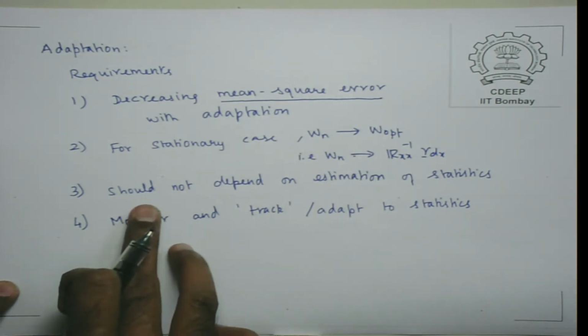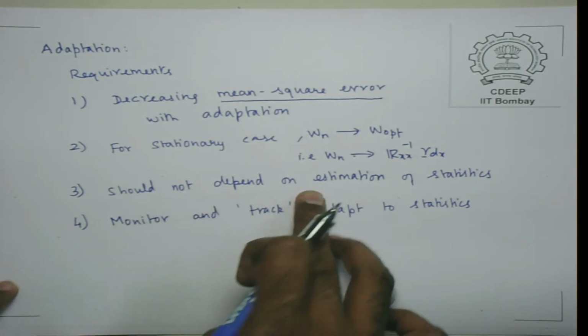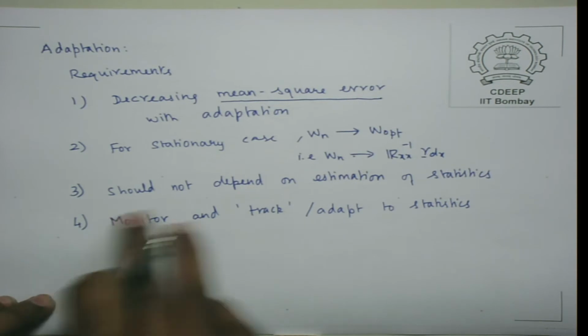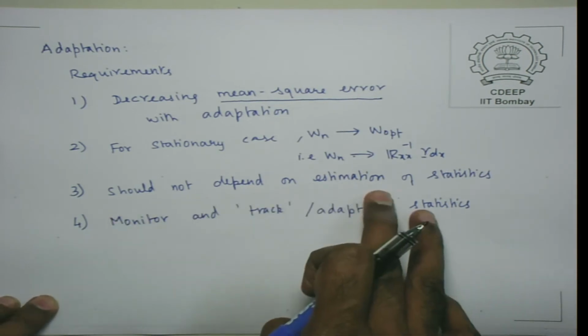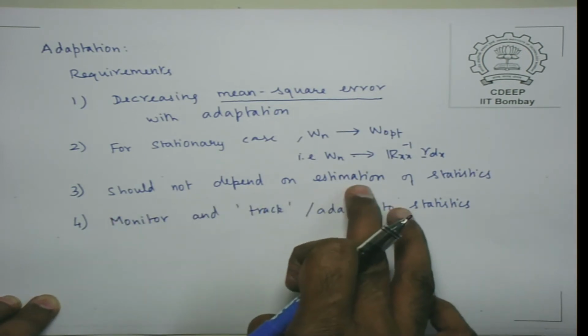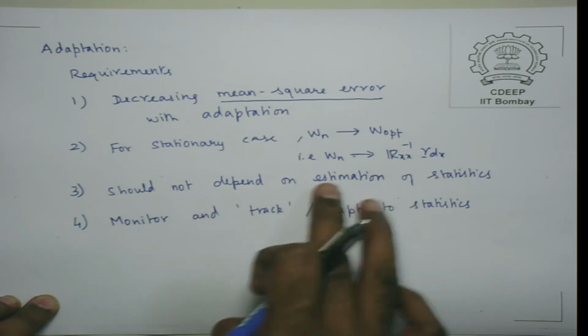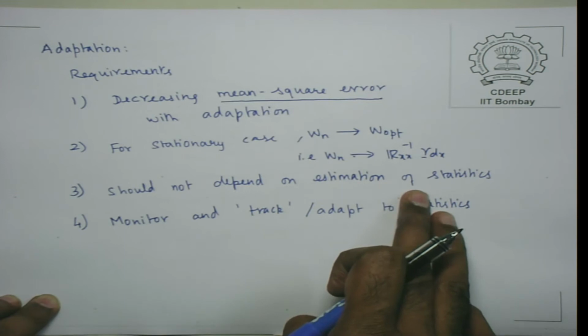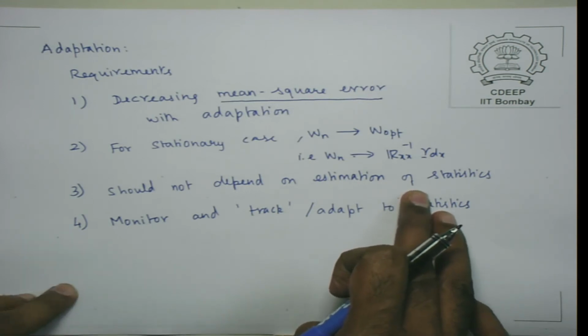As much as possible, we should not be depending on estimation of statistics, because that is one of the motivations why we want to move away from just using the Wiener filter. So, we will try to still see whether such a thing is possible. If not completely possible, at least partially, can we eliminate the use of this estimation or use of the statistics of the signal, and how do we handle this, right.